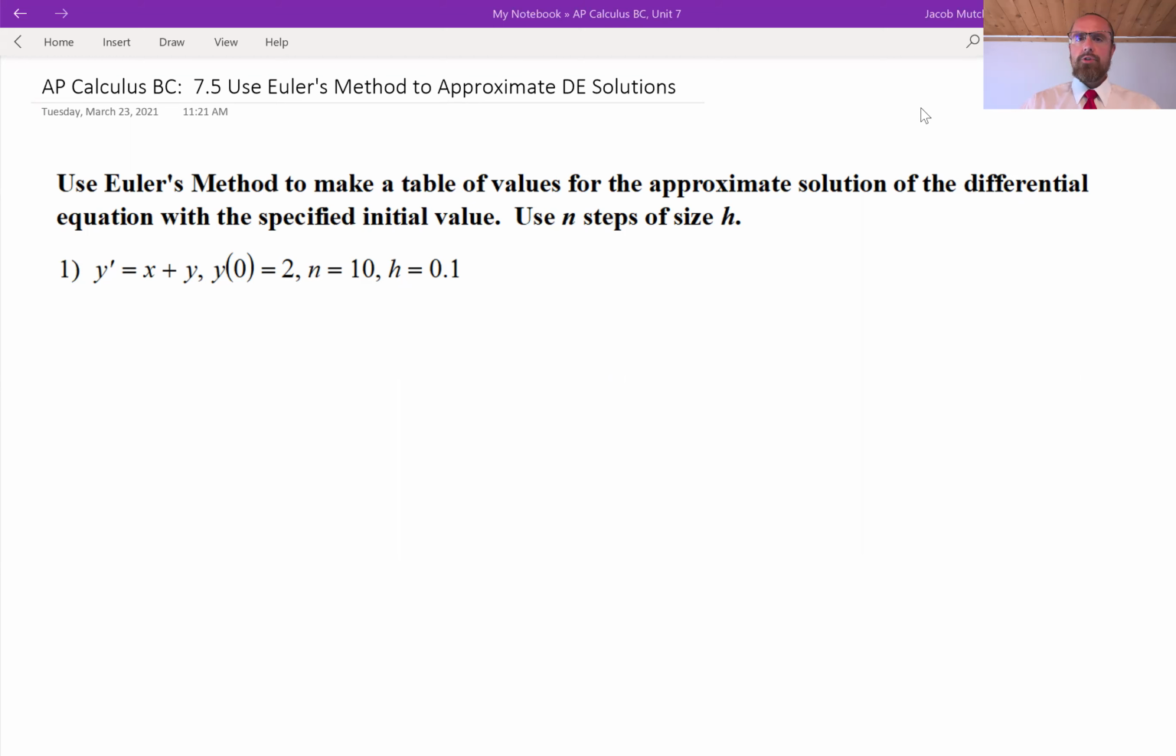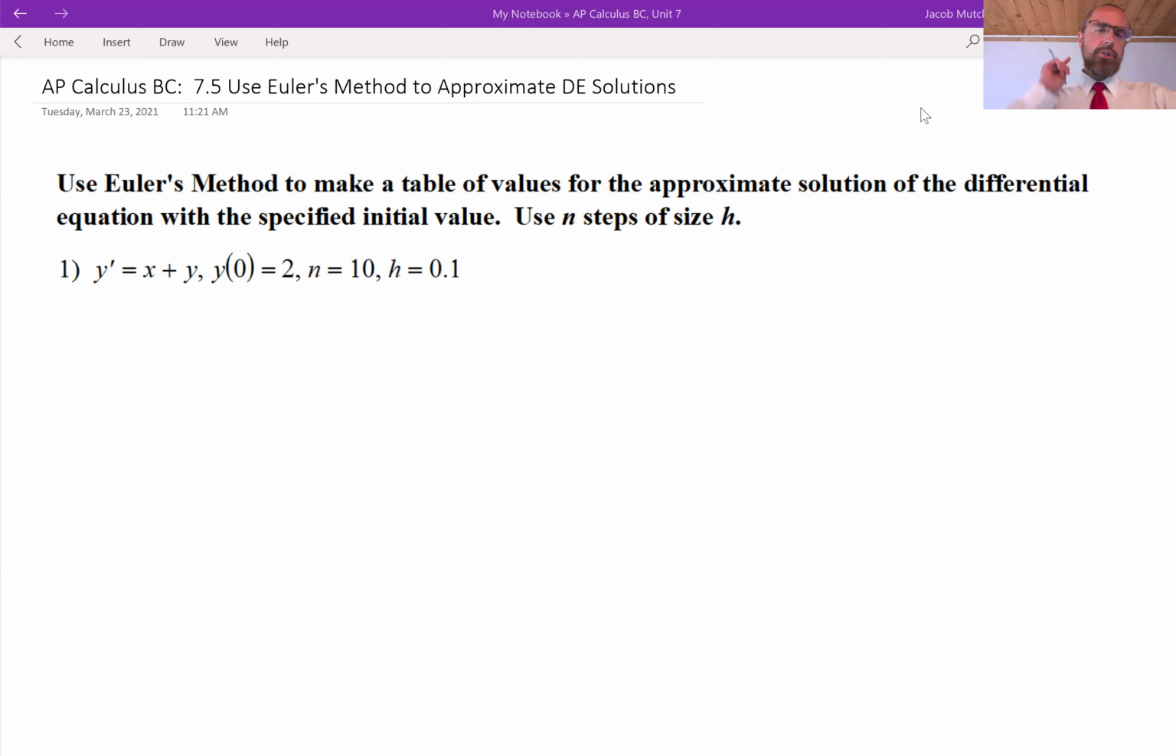We have to know our initial conditions. So in addition to the differential equation, I know that y at 0 equals 2. And then we have different intervals that we need to create. So in this case, we're going to create 10 different points. Our n value is 10, using the step of h equals 0.1. So a lot of information right there at the outset. Let's put it all together to make this approximation.